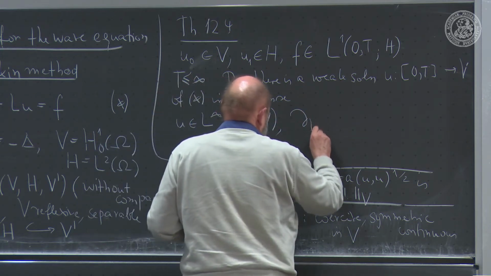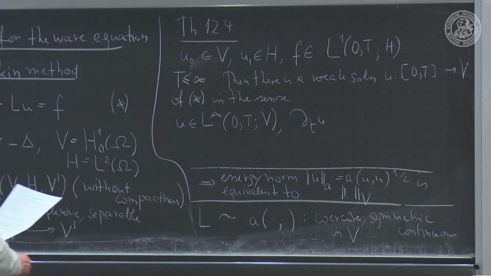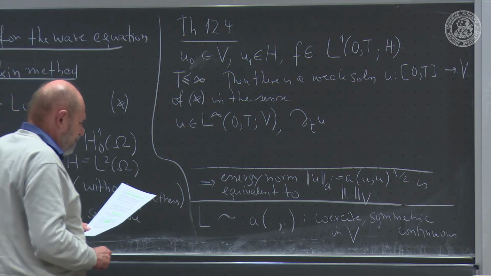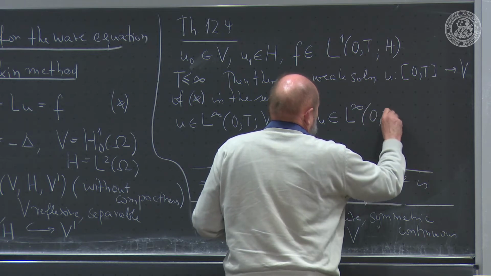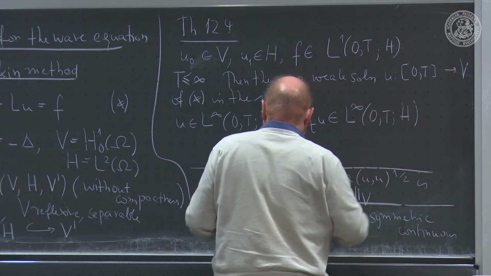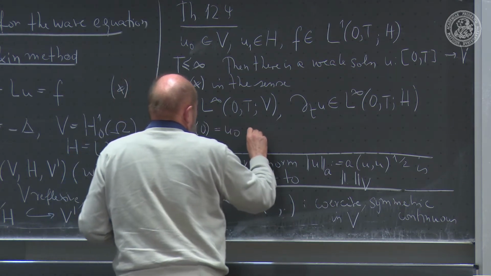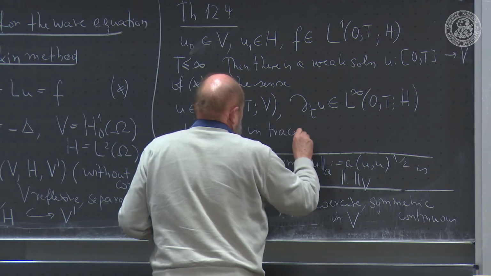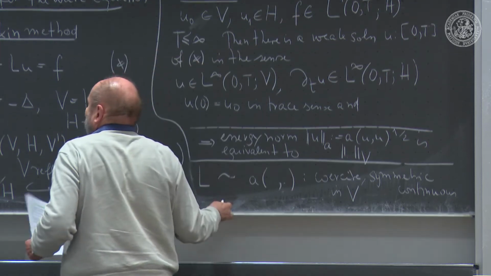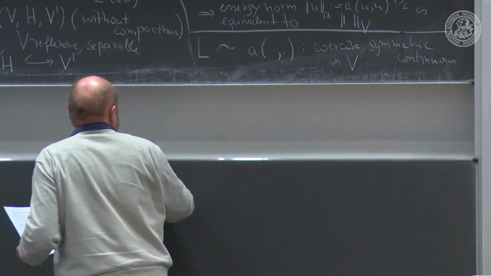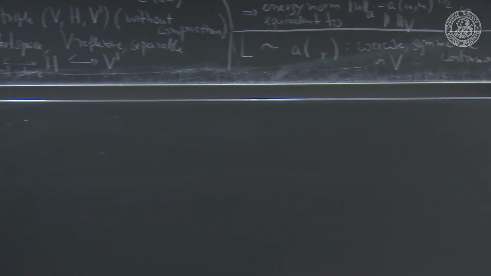The time derivative, which is the big problem in a general theory of the parabolic equation, is here immediately a function, L infinity (0,T) with values in H. The initial data is fulfilled in the trace sense. And now we have to write down the equation. So let me first write down the equation.